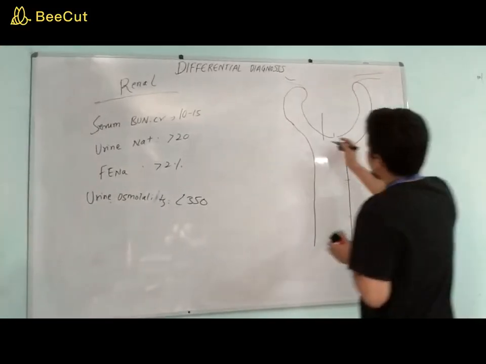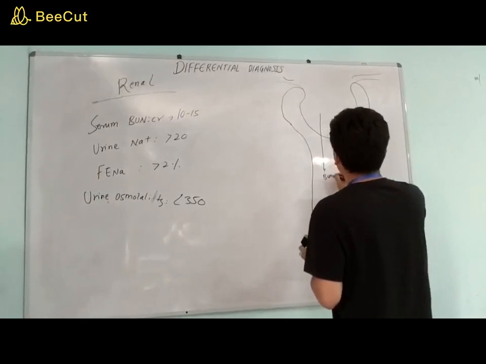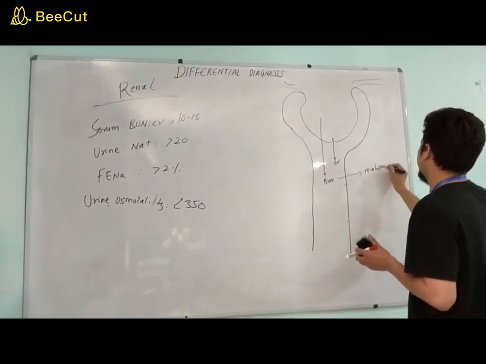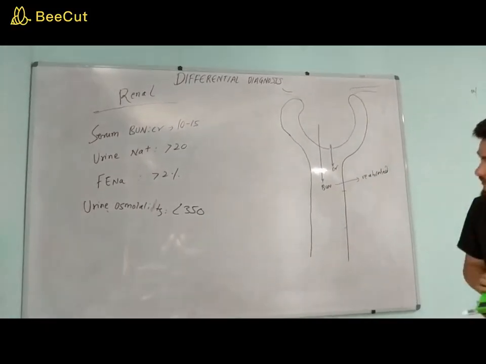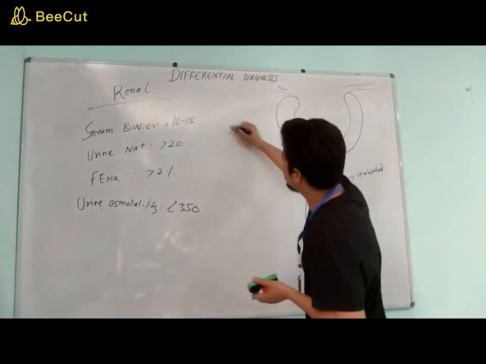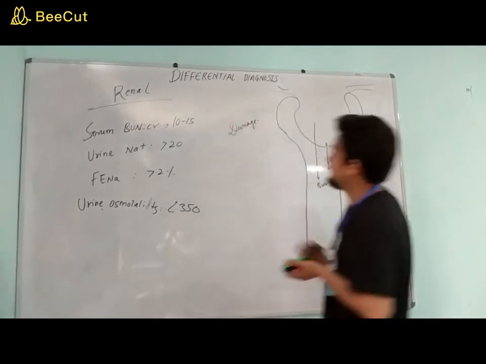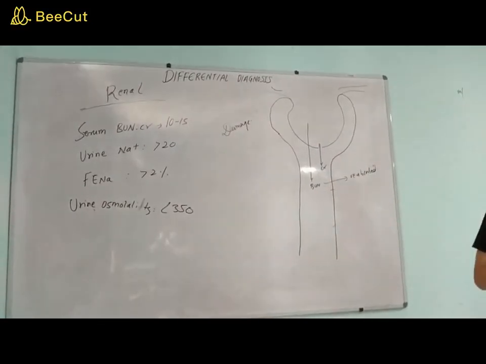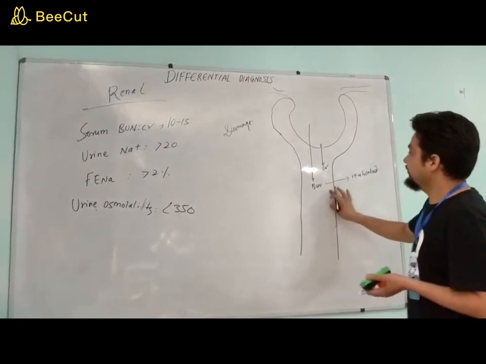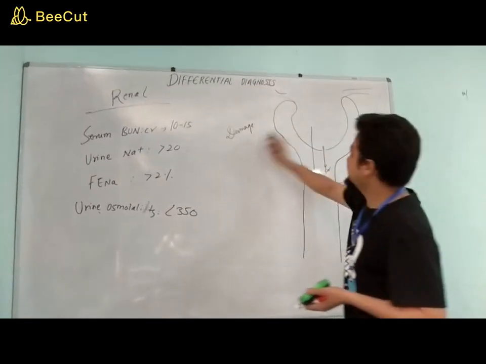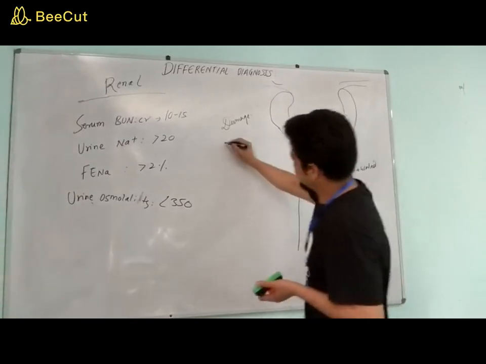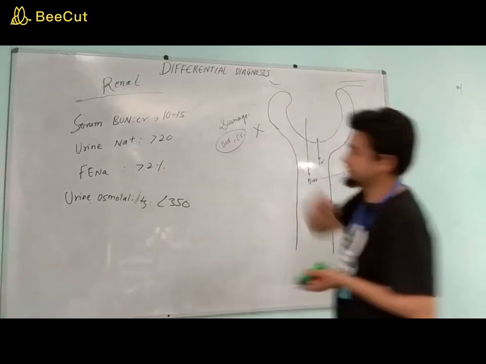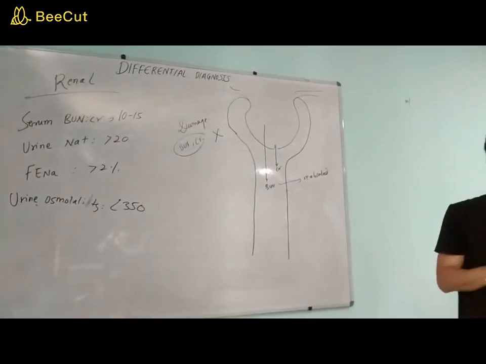Same thing. Normally, BUN gets filtered, creatinine gets filtered, and BUN gets reabsorbed. But the problem is that in renal disease, there is damage. Damage can be in the glomerulus, the tubule, or the interstitium. If there is damage in the glomerulus, BUN and creatinine don't get filtered, which means no change in the ratio. This is one point.